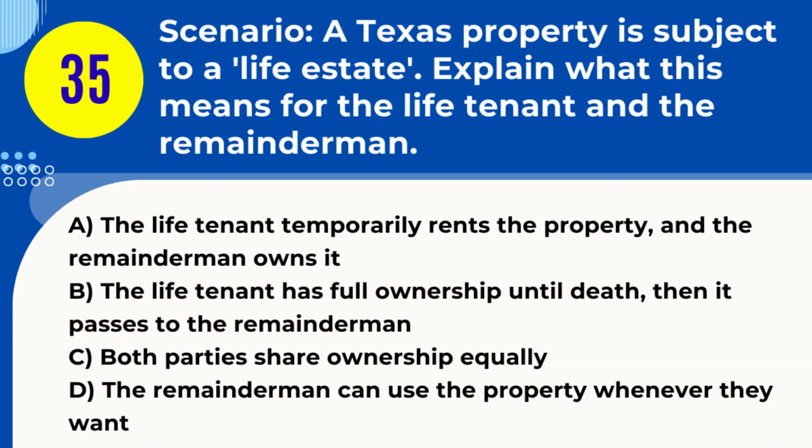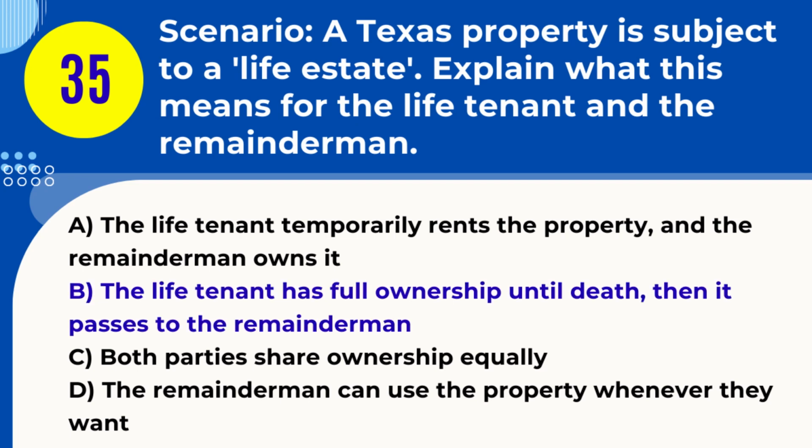Question 35. Scenario: A Texas property is subject to a life estate. Explain what this means for the life tenant and the remainderman. A. The life tenant temporarily rents the property and the remainderman owns it. B. The life tenant has full ownership until death, then it passes to the remainderman. C. Both parties share ownership equally. D. The remainderman can use the property whenever they want.